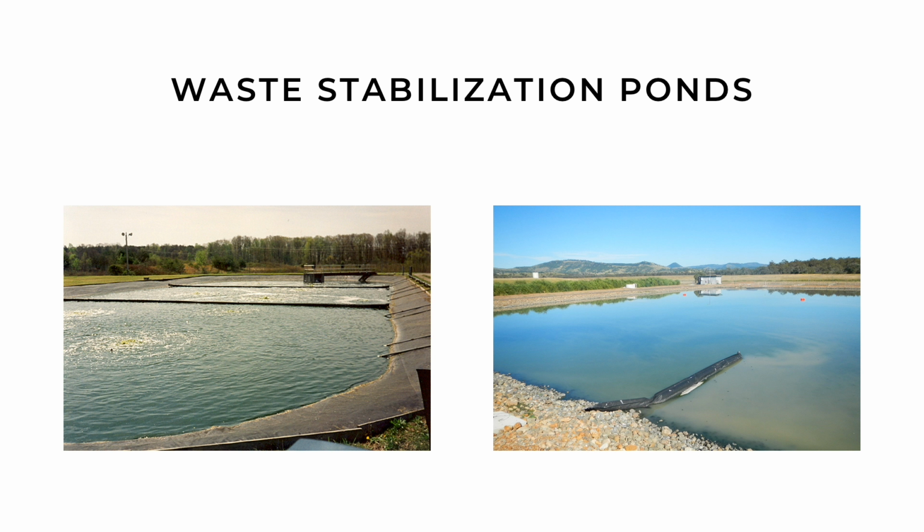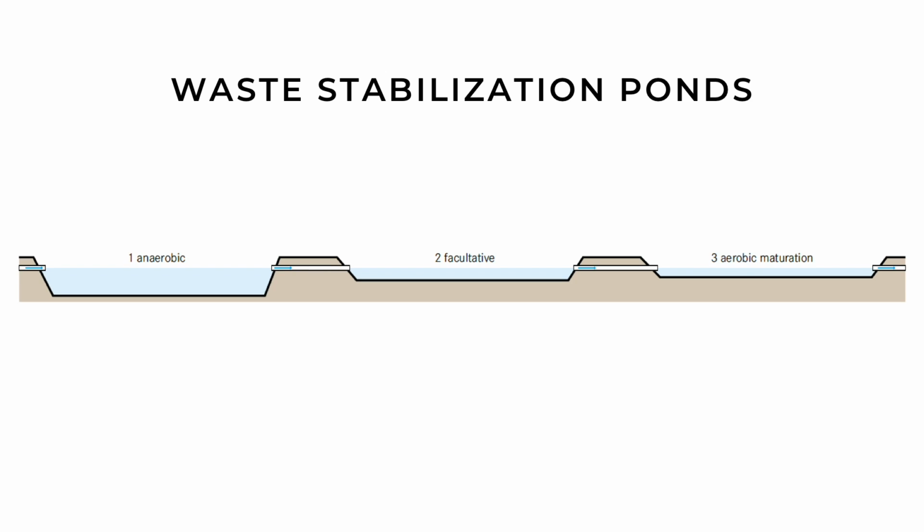Let's start with waste stabilization ponds. Waste stabilization ponds are large man-made water bodies that can be individually or linked in series for improved treatment. There are 3 types of ponds: anaerobic, facultative, and aerobic maturation.